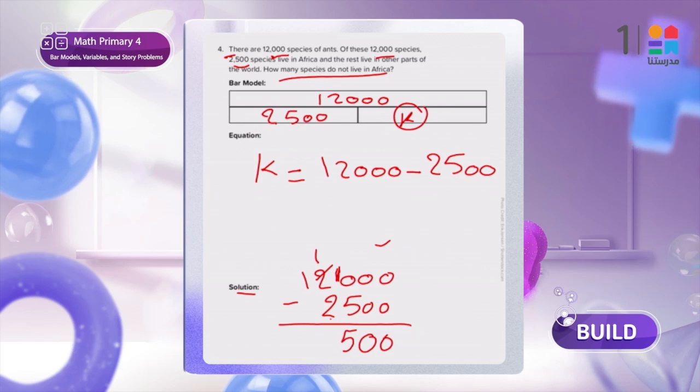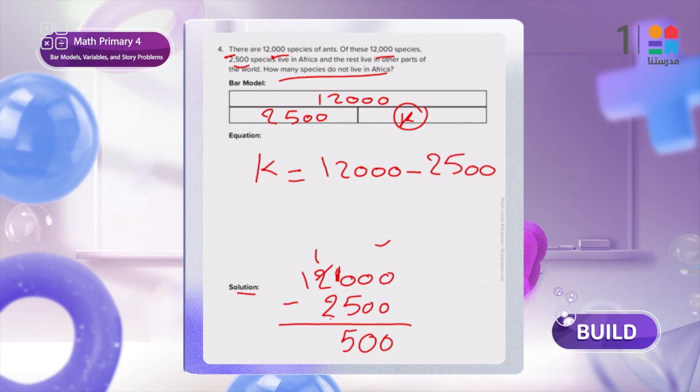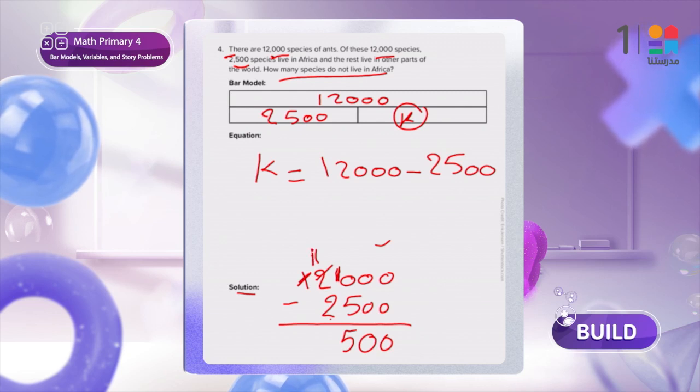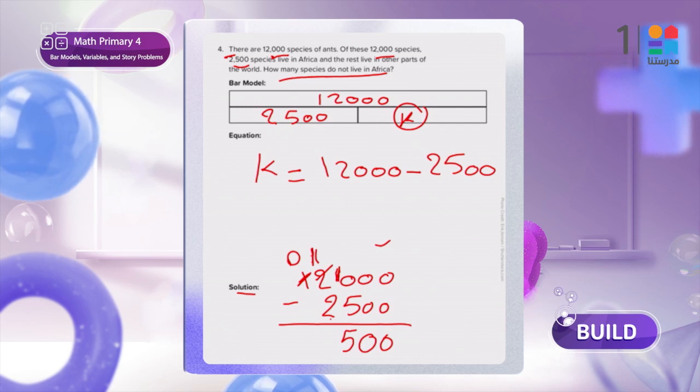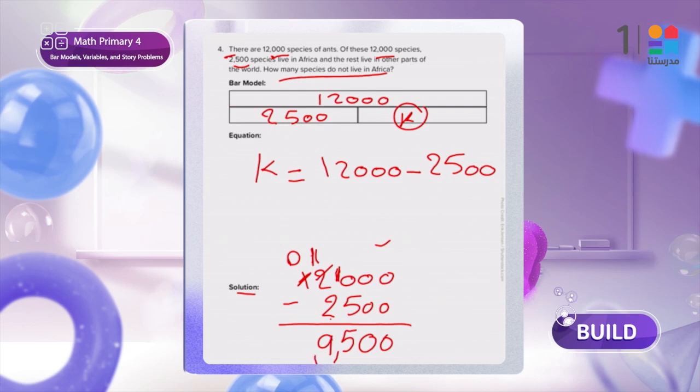Can I subtract 2 from 1? Of course, no. So, what should I do? I need to regroup. I will take 1 from the 10,000. So, this will be 11 and this one will be 0. Now, can you subtract 2 from 11? Yes. After 2, 3, 4, 5, 6, 7, 8, 9, 10, 11. So, it will be 9. So my answer is 9,500.